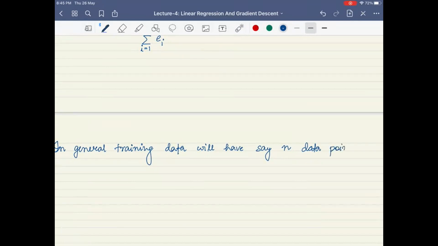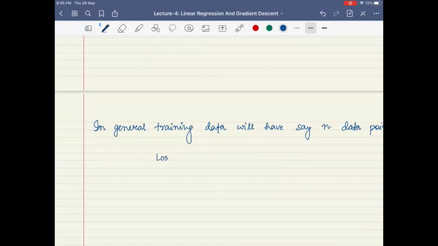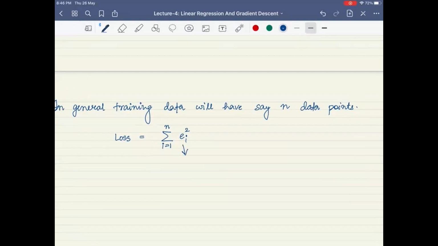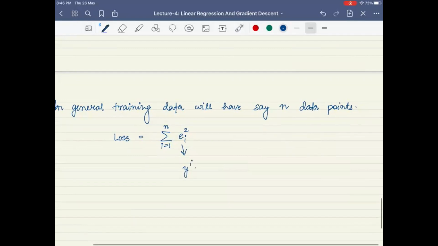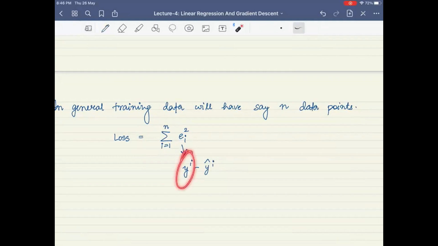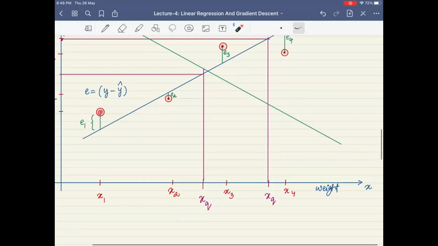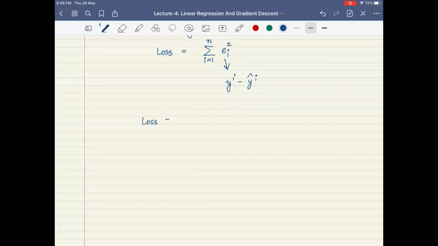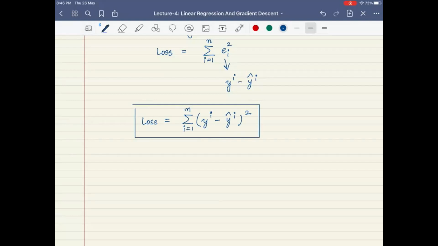So my error, or my loss function, which is also called loss, would be summation i equals 1 to n, and not 4, of Ei squared. But recall, what is Ei? Ei is nothing but yi minus y hat i, correct value minus predicted value. So I can replace the loss function with summation i equals 1 to n of (yi minus y hat i) squared. This is the loss function for linear regression.